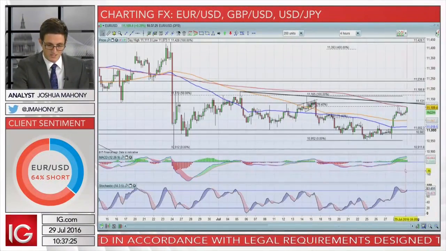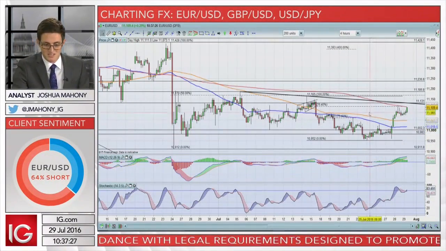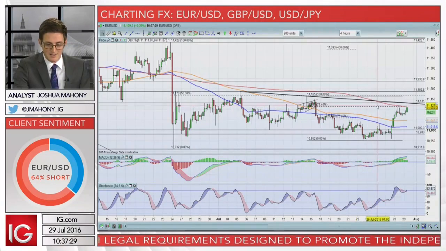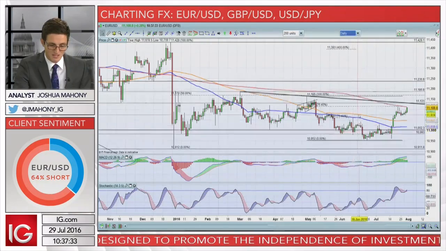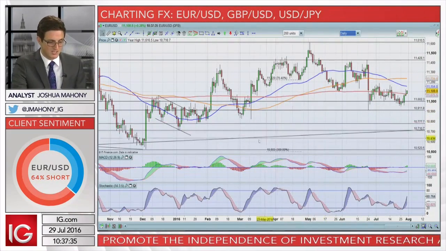We're going to start off with euro dollar, and essentially what we can see here is that we're rallying back towards this 76.4 retracement. Now this is going to be a really key level today to see if it gets taken out or not. I want to take it out to the daily time frame to give you the wider picture. This is starting December.